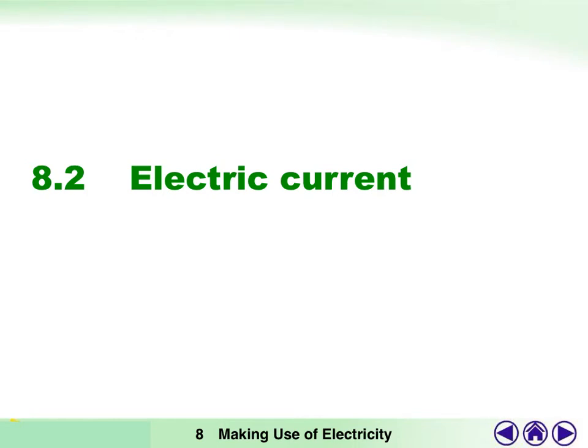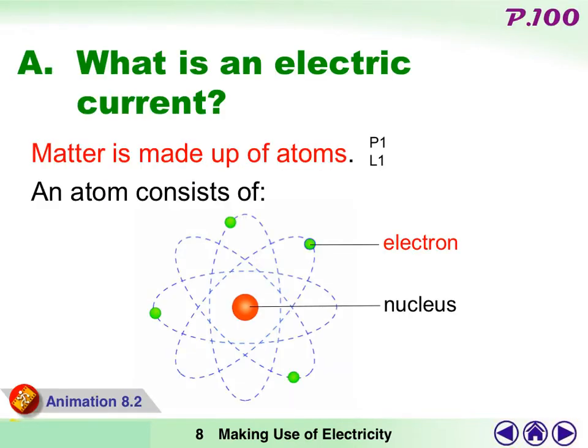Welcome to the Form 2 Science Lecture, Chapter 8, Section 2, Electric Current. In a previous lecture, we have learned about how to make electricity flow. So, what things are actually flowing in metals? What is an electric current?